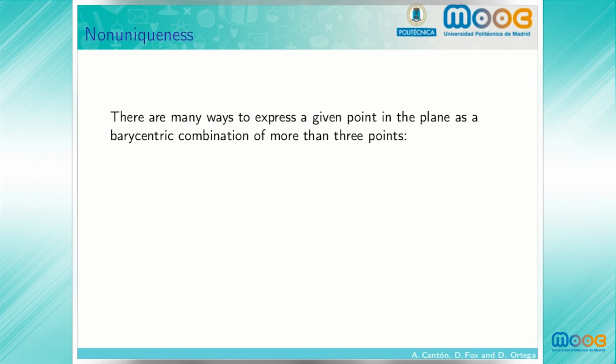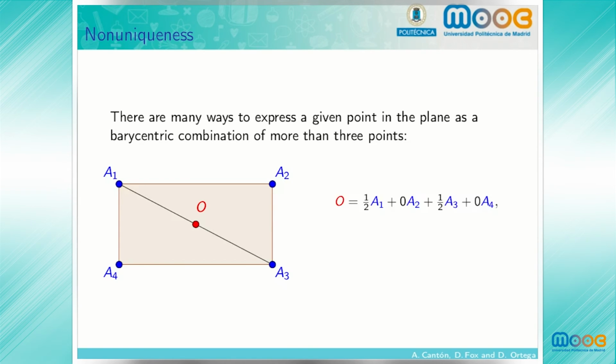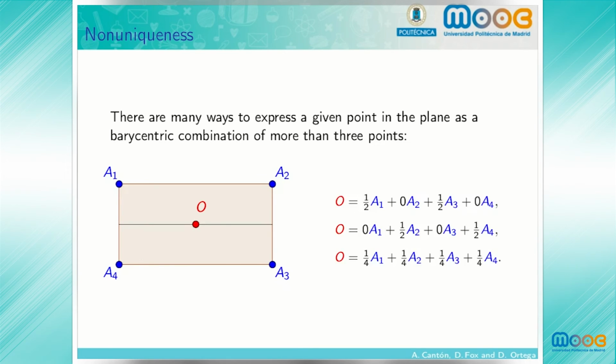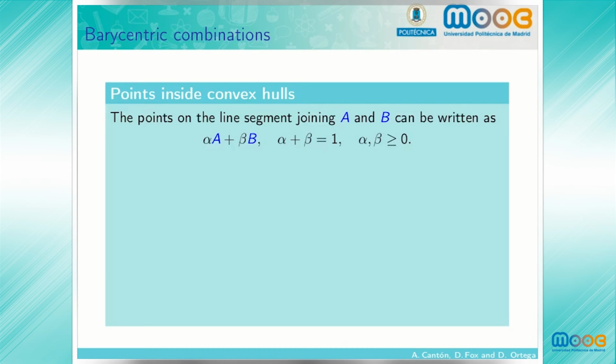When we refer to 4 or more points, there are many ways to express a given point in the plane as a barycentric combination of these points. Here we see 4 points that determine a rectangle, and we see their center, indicated by O in red. We can write it as a barycentric combination of A1 and A3, or of A2 and A4, or the segment which divides the region horizontally, and one can imagine there are other ways to write O as a barycentric combination of the 4 vertices.